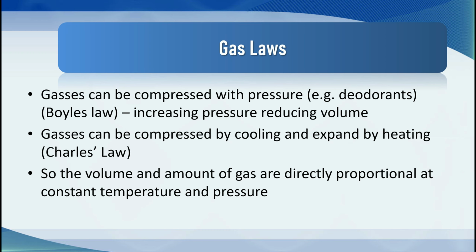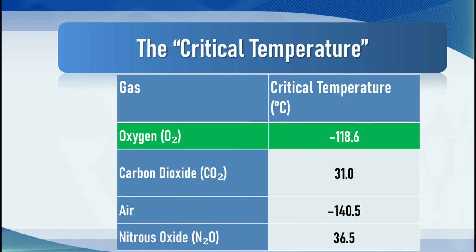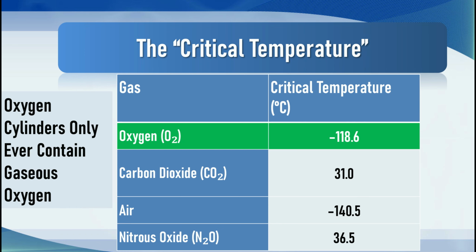Now there is a temperature above which a gas cannot be liquefied by temperature alone. For oxygen, that temperature, known as the critical temperature, is minus 118 degrees Celsius. That means that when you see a cylinder of oxygen in the hospital, that cylinder can only contain gaseous oxygen. It's pure gas. For carbon dioxide, it's 31 degrees Celsius. So you can store carbon dioxide, as we'll talk about later, as a liquid.